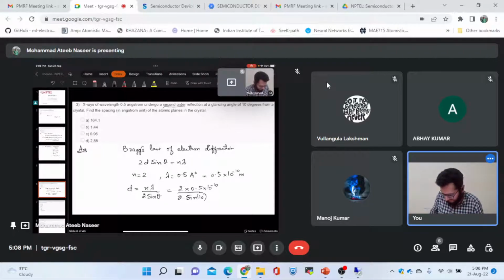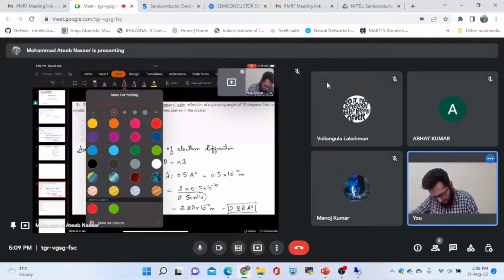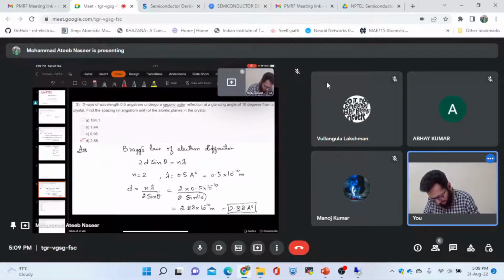It will simply come out to be equal to 2.88 into 10 raised to the power minus 10 meters. Since we need to write it in angstroms, it will simply be equal to 2.88 angstroms. So option D seems to be the correct option, and we will select option D itself. So we have solved the first three problems.